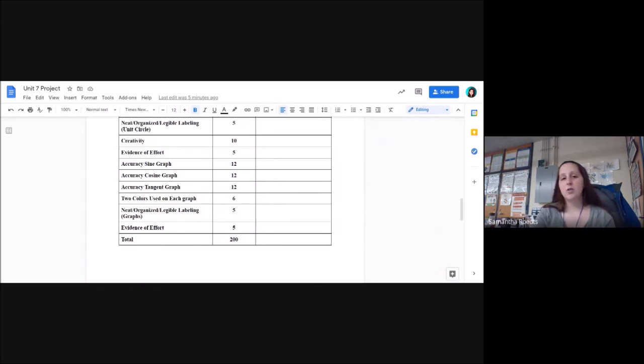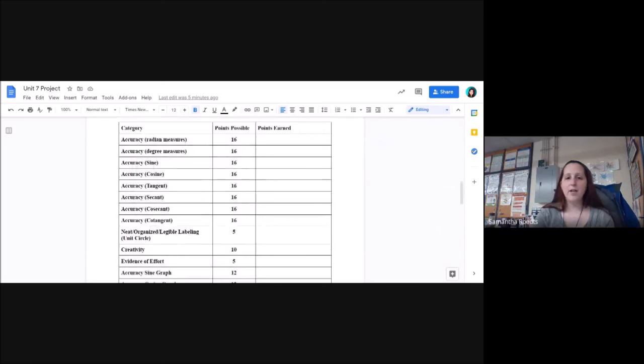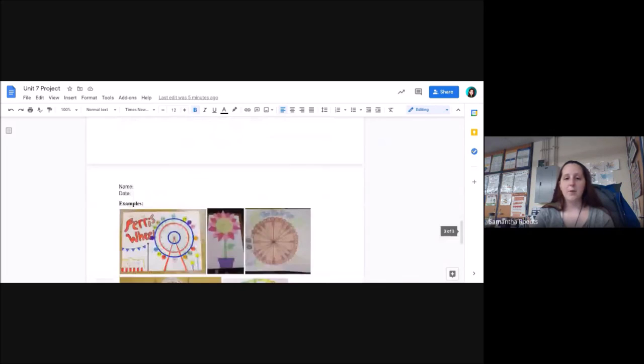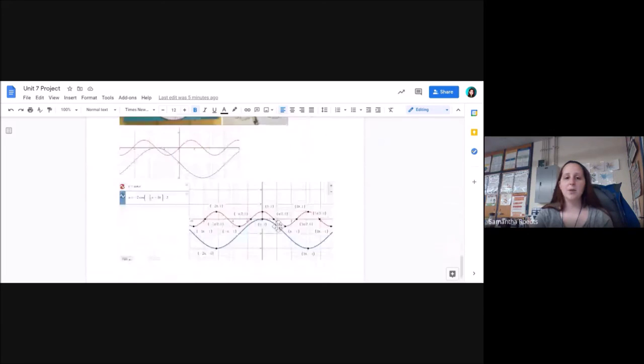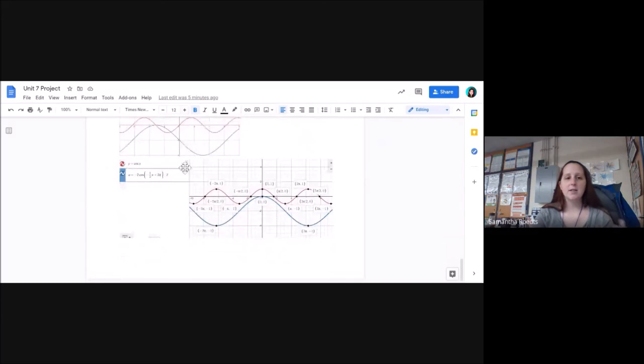This will, of course, all total up to a value of 200 points. If you miss one of these, you miss part of it, you'll lose points on the way, okay? So again, here's some examples below. You, of course, have access to this within Google Classroom. You can always ask me if you have any questions.